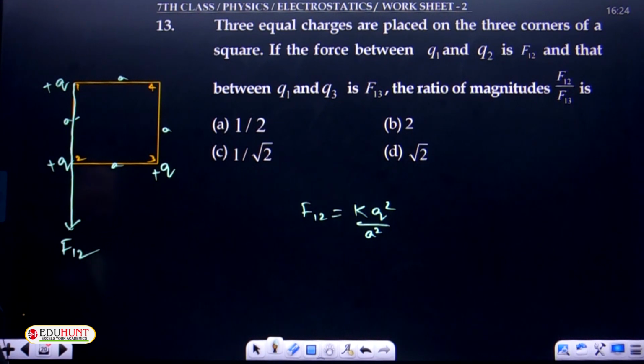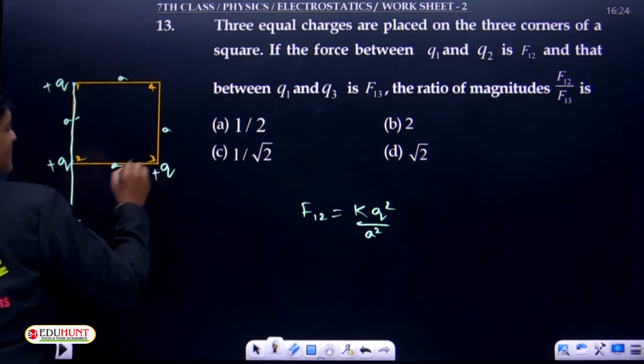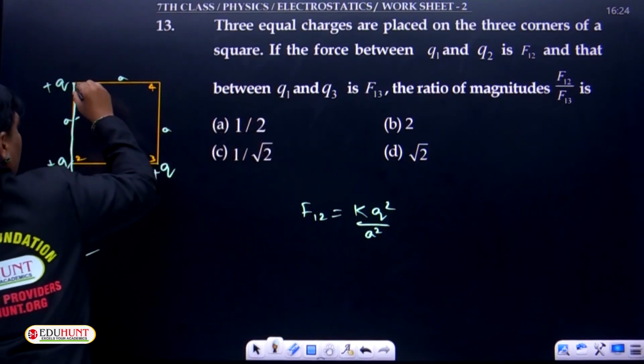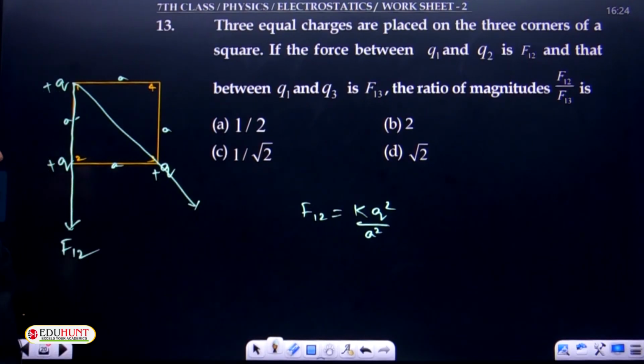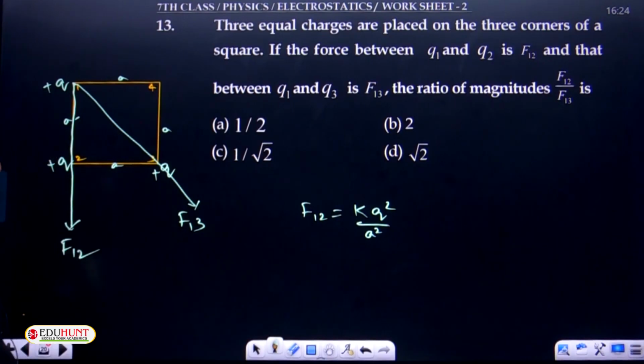Similarly, between Q1 and Q3, where is Q1? This is Q1 and Q3 is this one. The force between Q1 and Q3 is F13. So again, two positive charges, and the force is given as F13. This is also a repulsive force.